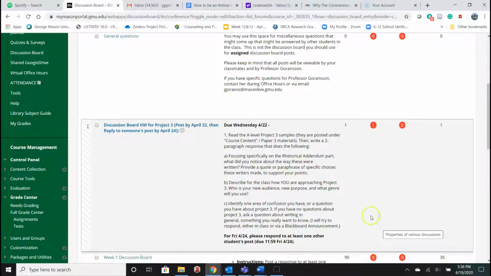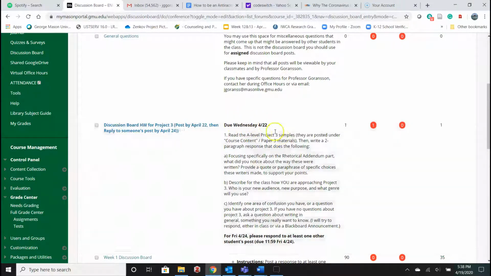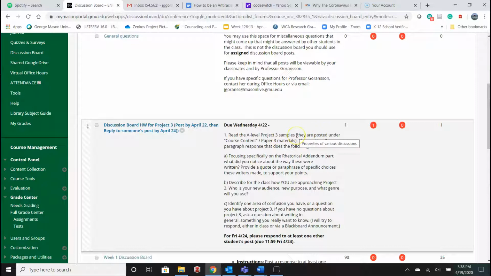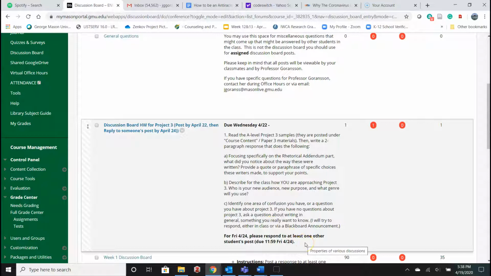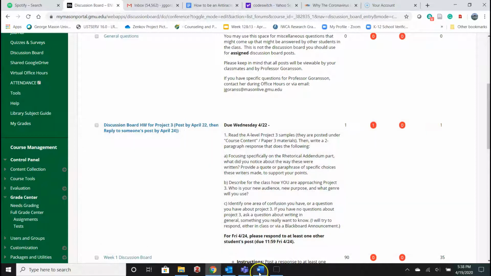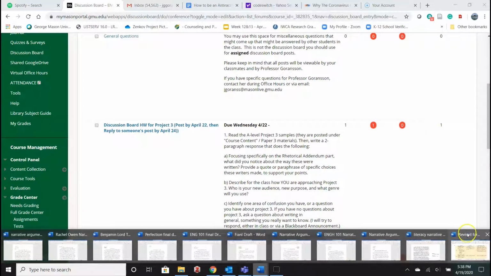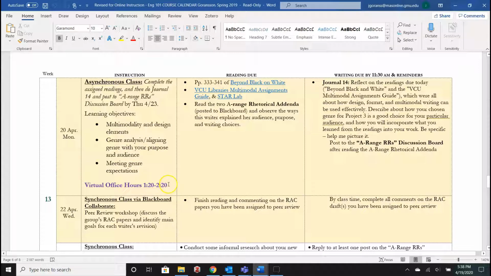And I'm going to slightly change this deadline. So it says due Wednesday the 22nd. I'm going to make it due the 23rd, just so if you need the extra day, you can take it. And then the response to at least one other student's post, that'll be by Friday, like it says here.